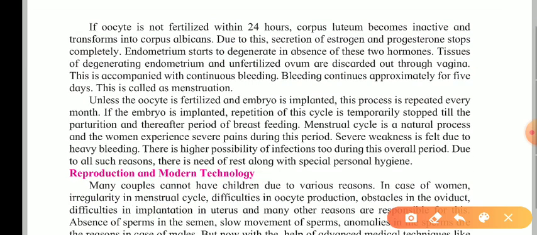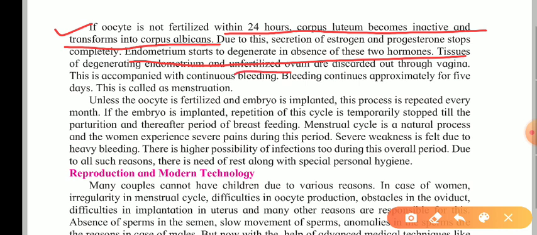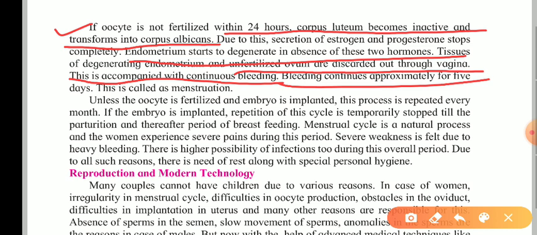Further, they have given in the theory part over here: if the oocyte is not fertilized within 24 hours, the corpus luteum becomes inactive and transforms into corpus albicans. Due to this, secretion of estrogen and progesterone stops completely. The endometrium, which was developed to adopt the embryo, starts to degenerate. Tissues of the degenerating endometrium and the unfertilized ovum are discarded out through the vagina. This is accompanied by continuous bleeding. Bleeding continues for approximately 5 days. This is called menstruation.